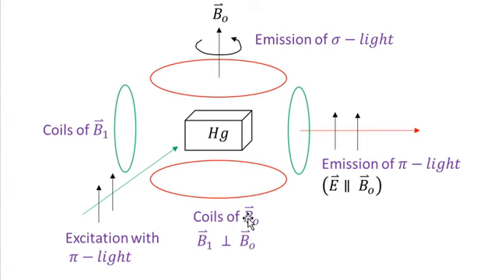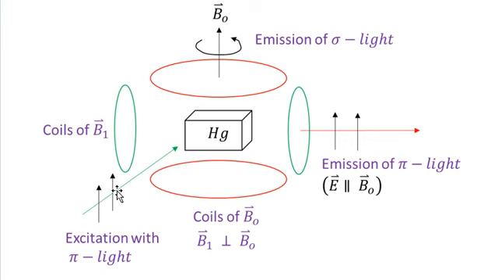So B naught will be used to generate the Zeeman levels for the mercury atoms, whereas B1 will be used for the excitation or de-excitation of those mercury atoms, and this excitation will be done within the Zeeman levels. You see that I have shown the excitation with a pi light, which is a linearly polarized light, with an electric field parallel to that of the magnetic field B naught.